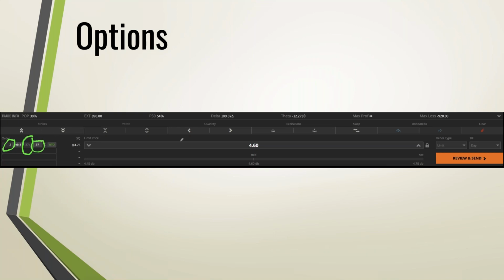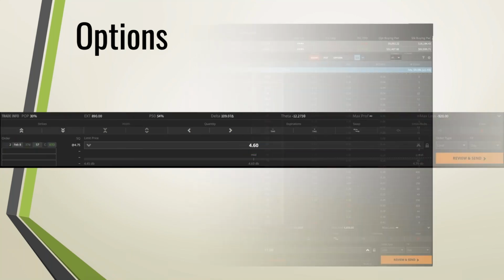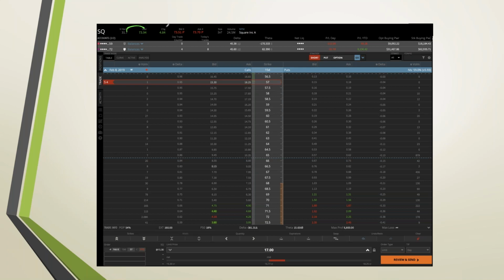And we're going to go right at that 57 strike, and the cost is $4.60. So instead of needing over $11,000 to do this trade, we need just $920. So it's less than 10% of the risk of a stock trade. But look at this. Remember, Square, very important, where is Square trading? $57.15. Within 2 weeks, Square was trading at $73.94. Okay? We didn't have to.